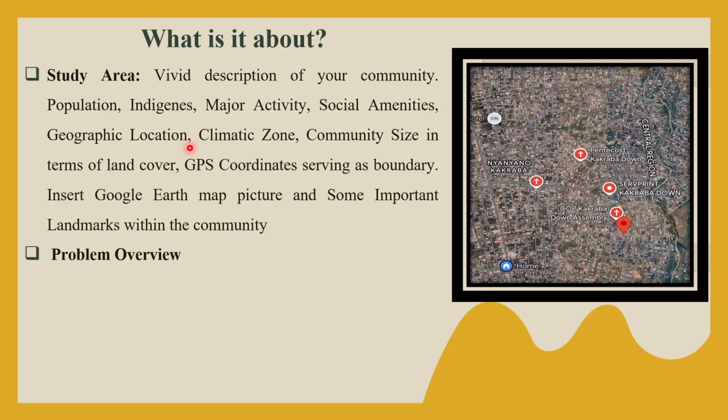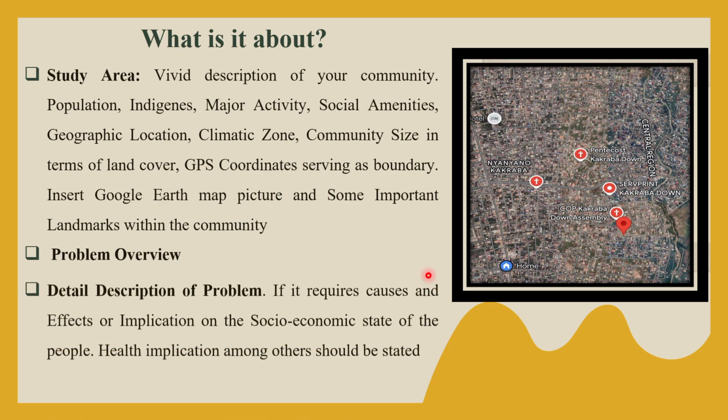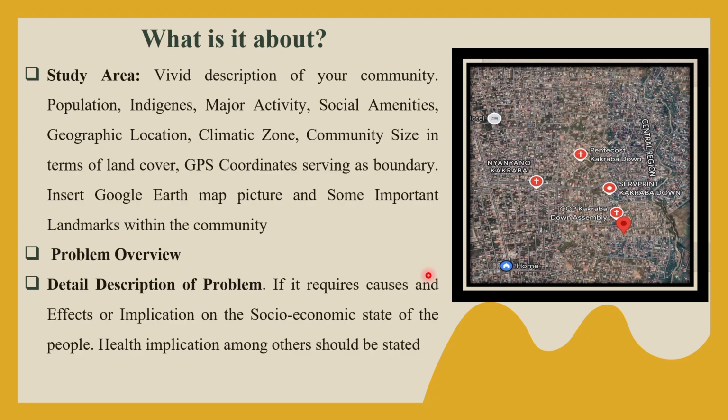Basically, this chapter talks about the problem. It's going to give you a problem overview, and you're going to talk mainly about your topic. So if my topic is about poor road networks, I'm going to talk about poor road networks over here. Then also you are going to give a detailed description of the problem: the causes, the effects, the implications on the socio-economic state of the people, and health implications, among others, should be stated. In this chapter you are going to talk about everything about your topic.